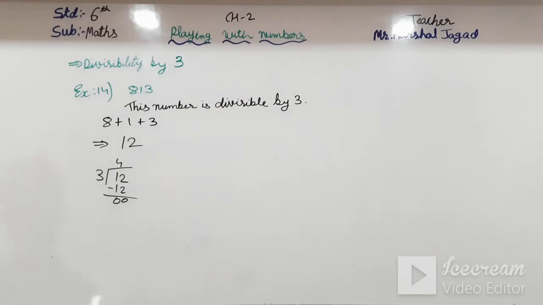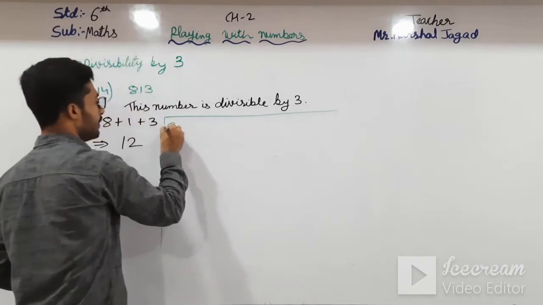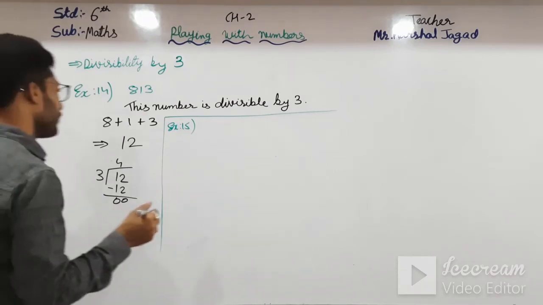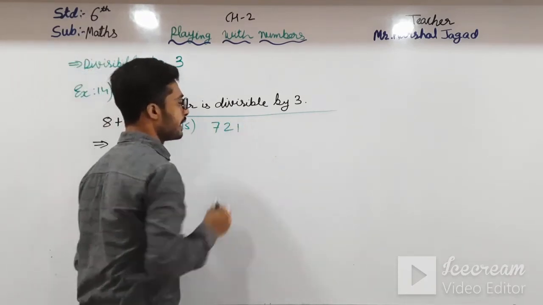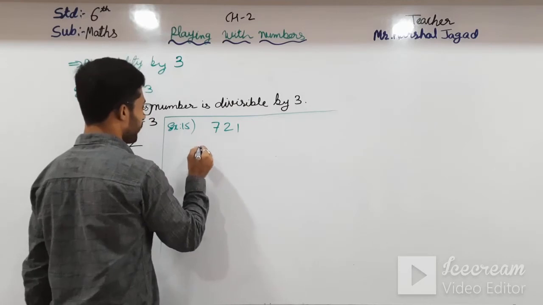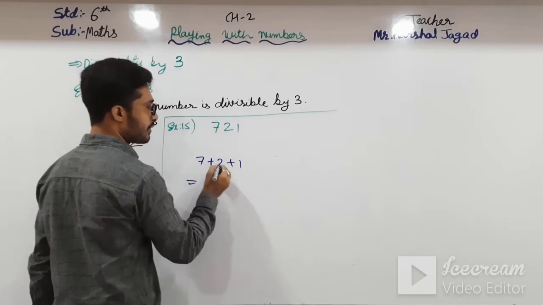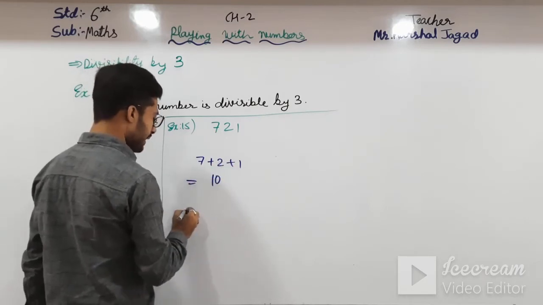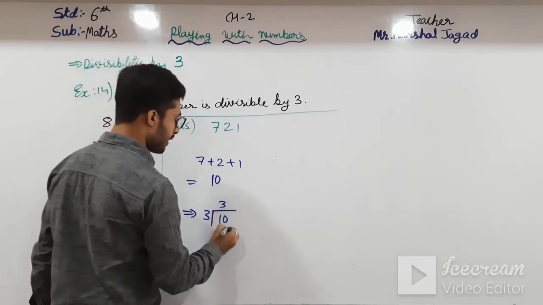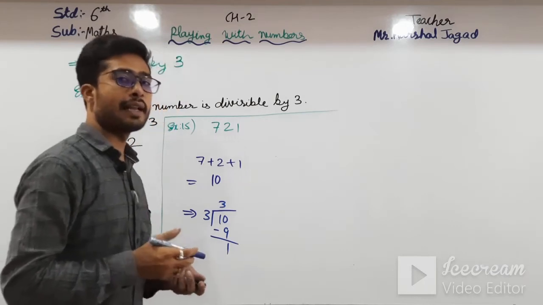See here, another example, example number 15 is given. In that we have to check whether 721 is divisible by 3 or not. Let us see, first of all, what we have to do: 7 plus 2 plus 1. So 7 plus 2 is 9, 9 plus 1 is 10. Is 10 divisible by 3? 3 3s are 9. Here the remainder remains 1. No, it is not divisible by 3. 10 is not divisible by 3.